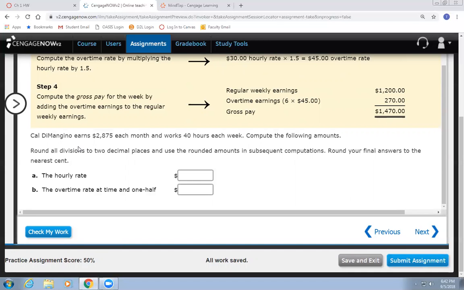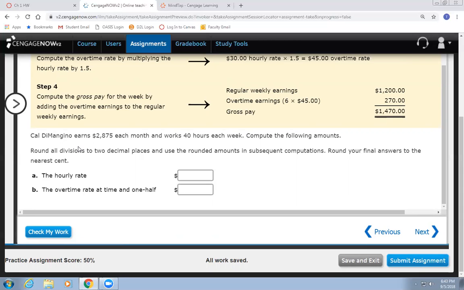Okay, so we start with turning it into an annual rate. So I'm going to, step one, take my $2,875 per month times 12, okay? And that will get me an annual salary of $34,500. Okay, an annual salary of $34,500. And from there, I'm going to get a weekly. So I'm going to take $34,500 and divide it by 52. And that will equal a weekly rate of $663.46, rounded to 2 decimals.